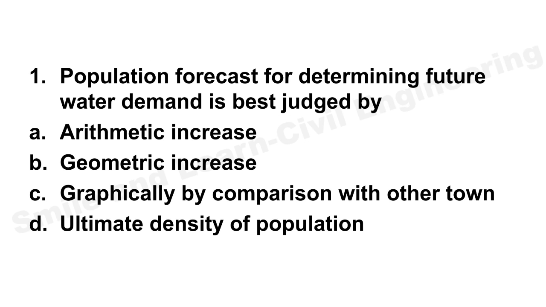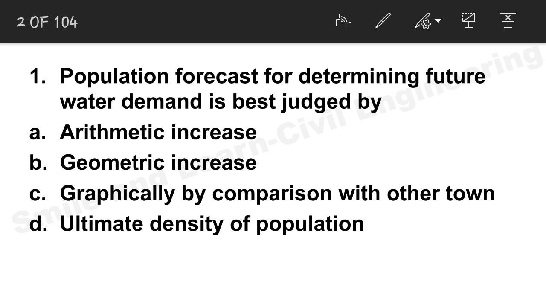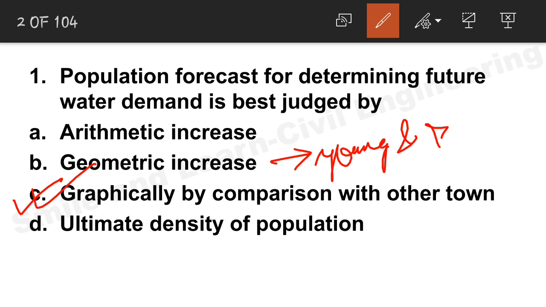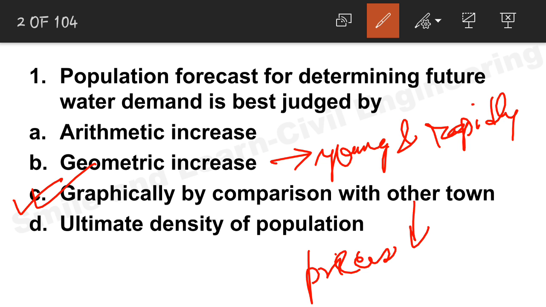Population forecast for determining future water demand is best judged by. So here the options given are arithmetic, geometric increase, graphically by comparison with other town, and ultimate density of population. So the correct answer is option C. In case of geometric increase, it is for young and rapidly growing city. Alright. And graphically, if we compare with other towns or cities, then it gives precise and reliable result. Okay. So therefore, it is the best method according to me.